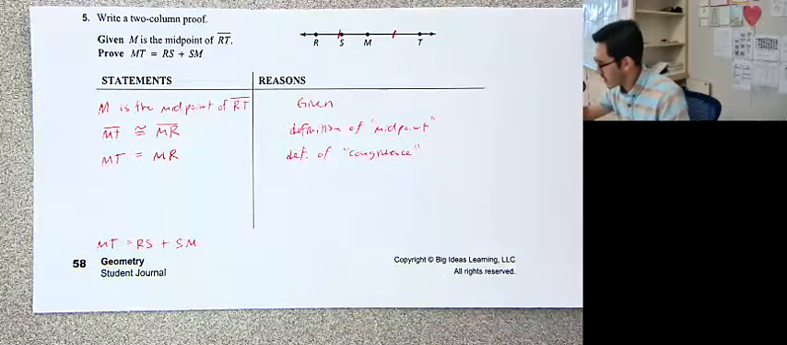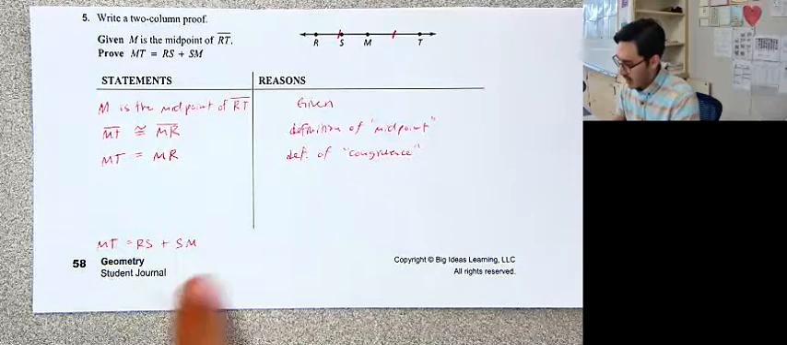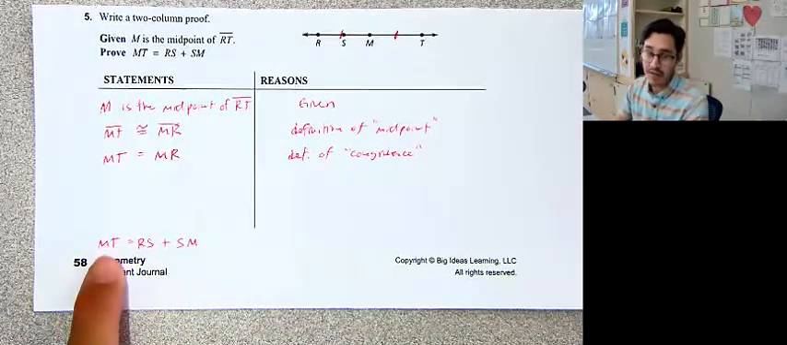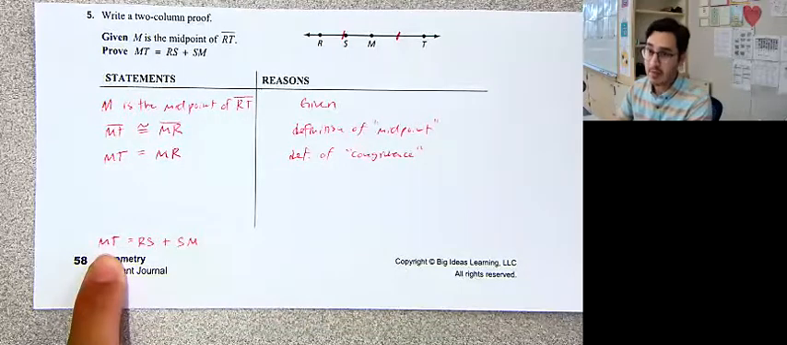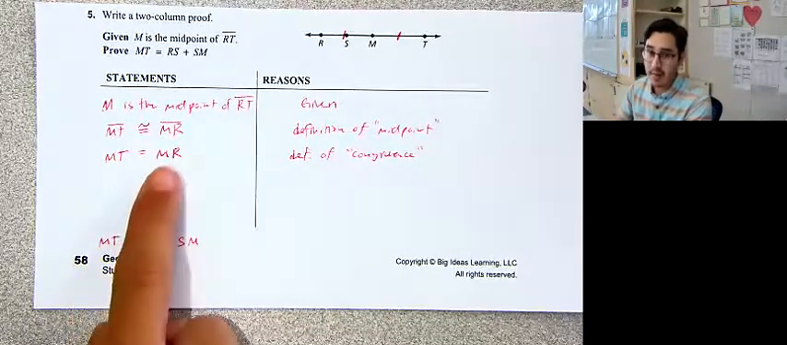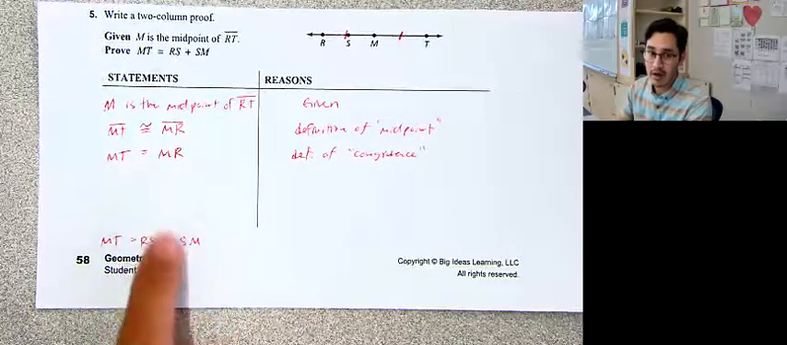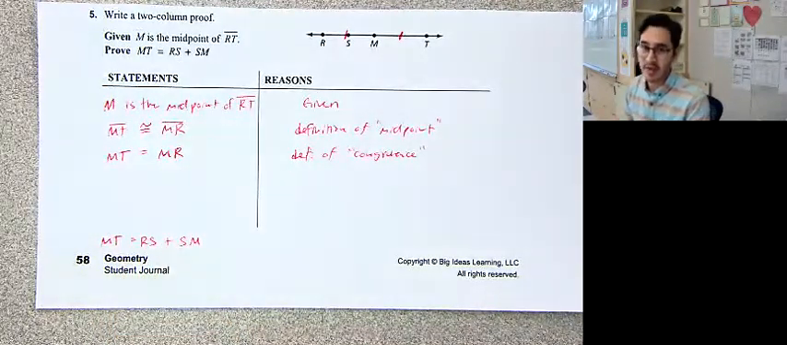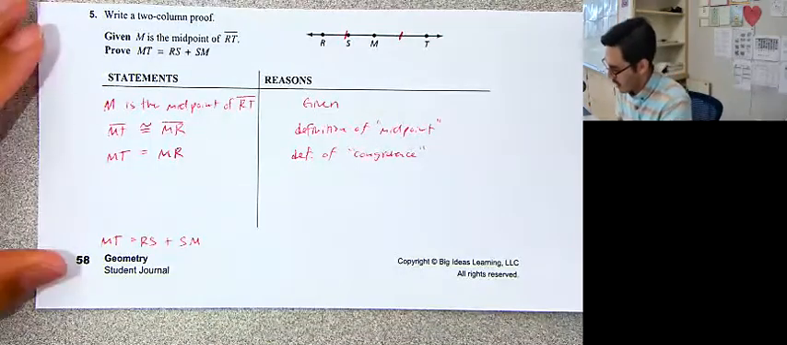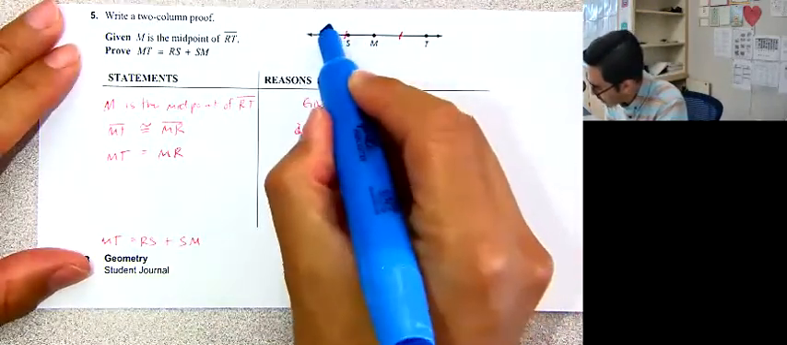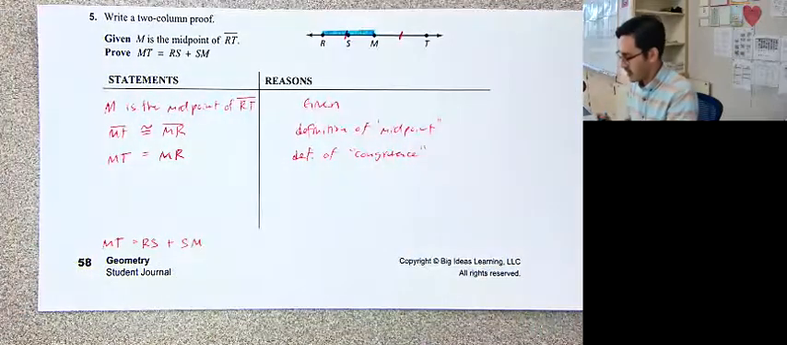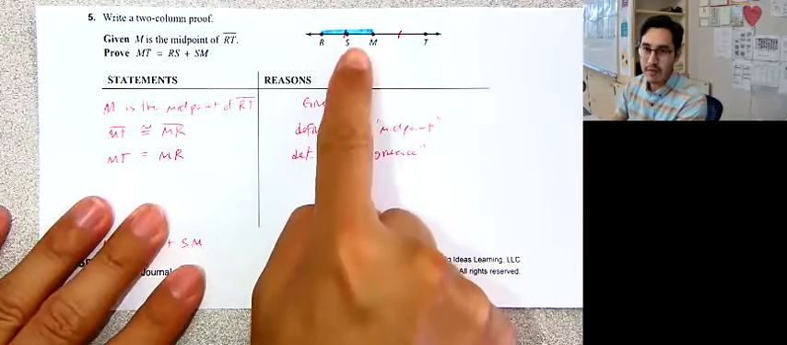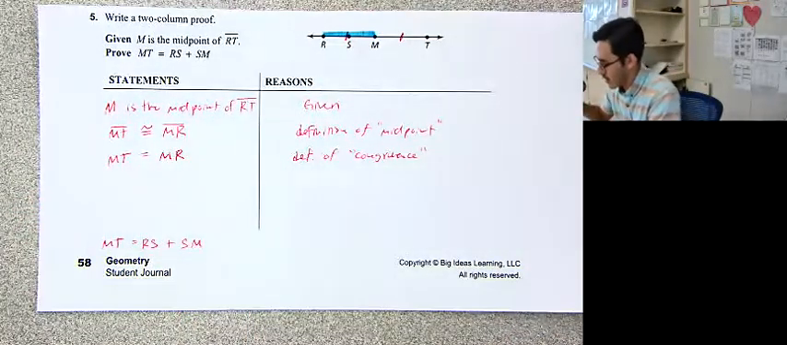So what next? Well, right now my statement has MT, and I know that the final statement has to have MT, so I'm happy with that. But somehow I need to change MR and replace it with RS plus SM. So let's focus on the segment MR. I'm going to highlight it here in blue. So there's the segment MR. And oh, look at that. It's made up of two smaller segments.